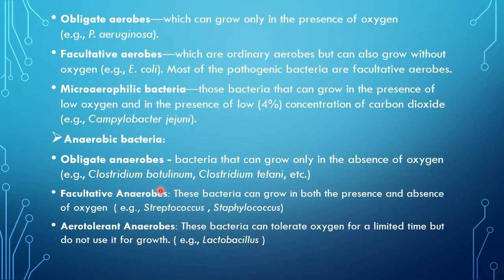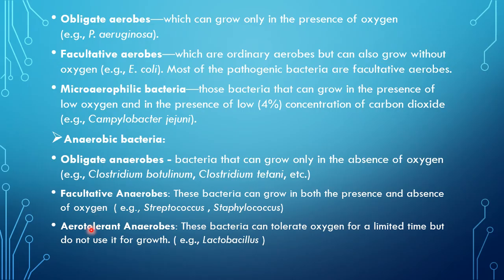So such organisms are called obligate anaerobes. Example is Clostridium botulinum, Clostridium tetani, etc. Okay, and the second type is facultative anaerobes. These bacteria can grow in both the presence and absence of oxygen. Yes, so they can grow in the presence as well as absence of oxygen. Okay, example is Streptococcus and Staphylococcus.